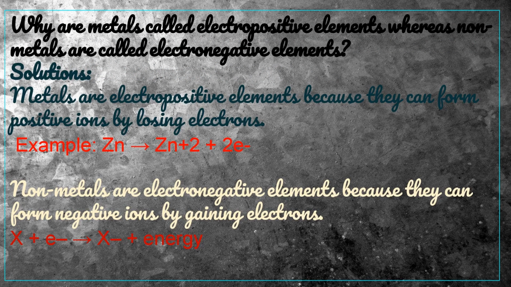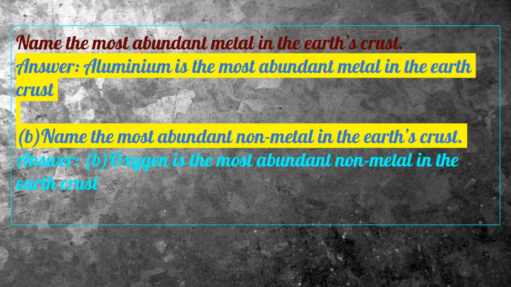Solutions. Metals are electropositive elements because they can form positive ions by losing electrons. Non-metals are electronegative elements because they can form negative ions by gaining electrons. Name the most abundant metal in the Earth's crust. Solution. Aluminium is the most abundant metal in the Earth's crust. B. Name the most abundant non-metal in the Earth's crust. Solution. Oxygen is the most abundant non-metal in the Earth's crust.